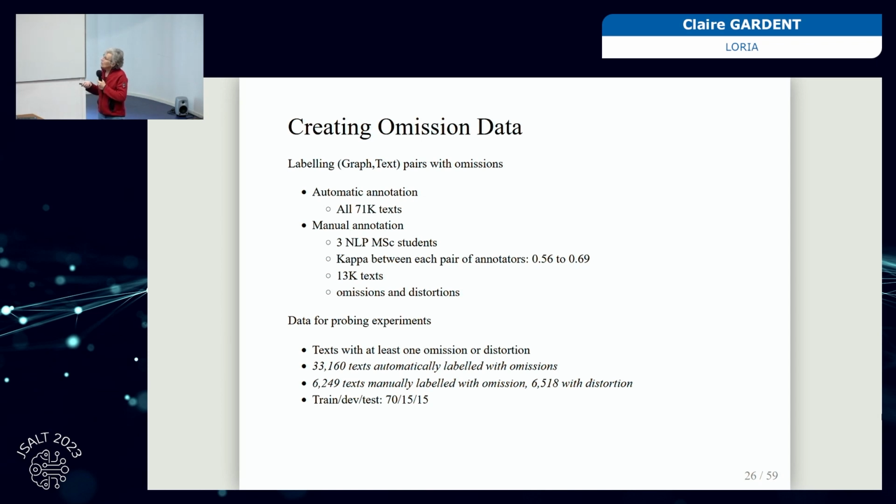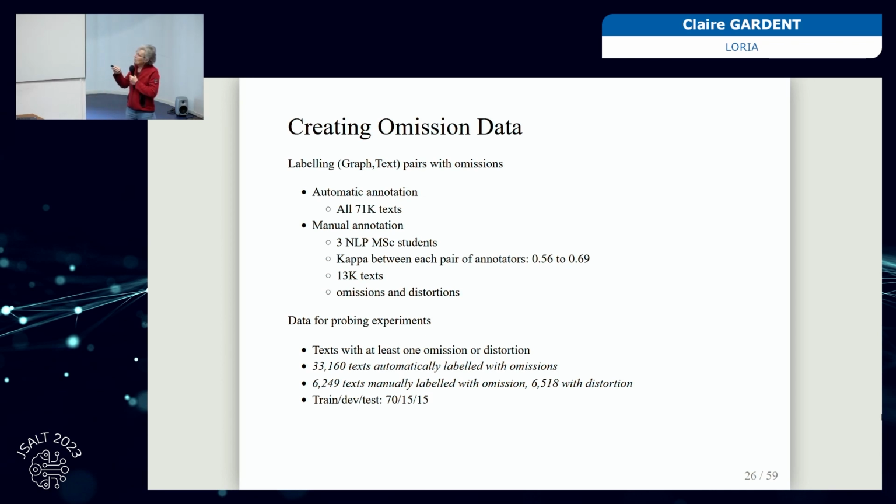So as I said, we can use either the automatic detection that I presented before to annotate each text for omission. It's not perfect, but at least it's fast, so we can do this on all texts. And we also have a manual annotation to see how much the results differ depending on whether you do this imperfect automatic annotation or manual annotation. So we had three students annotating the data, and we have this kind of agreement between the annotators. And we do this for 13,000 texts.